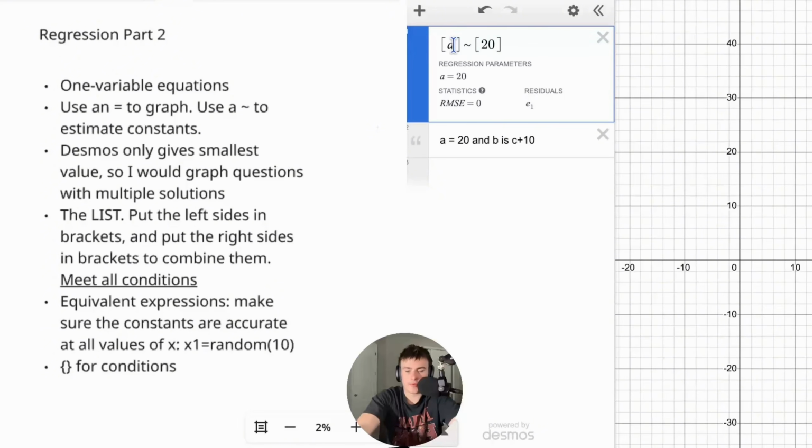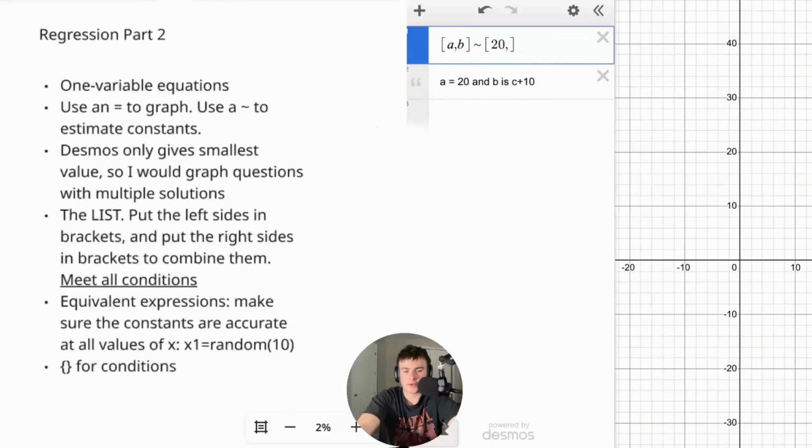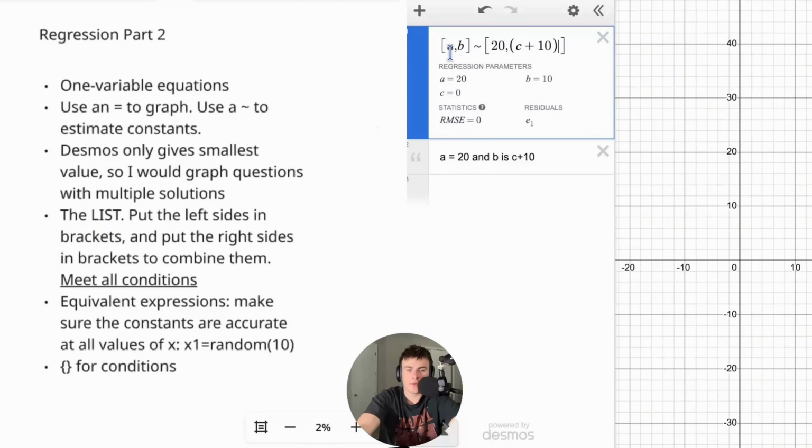And then over here, you'd be B, you separate it with the comma. Separate each element with a comma. And then B is equivalent to C plus 10, so you just do parentheses like that. And then they're equal. So make sure they're in corresponding order.